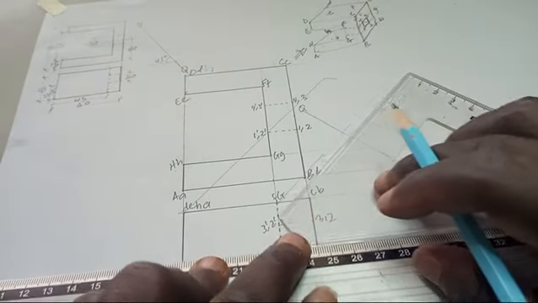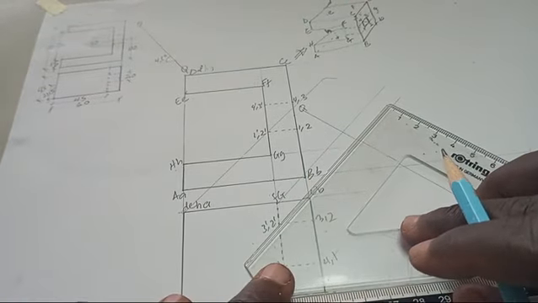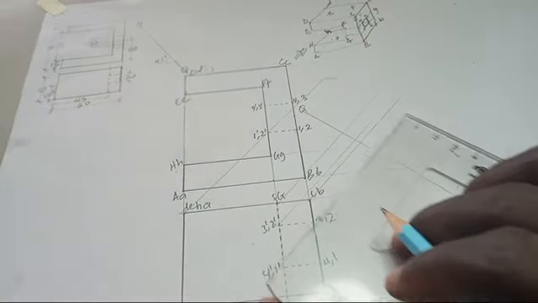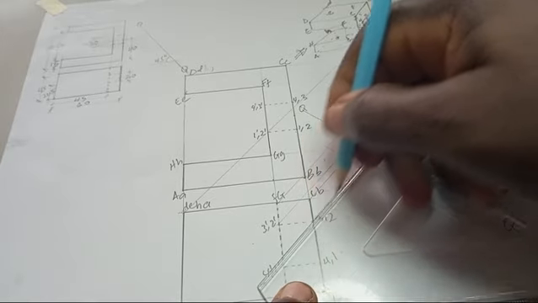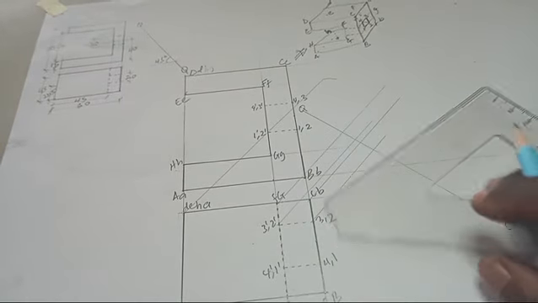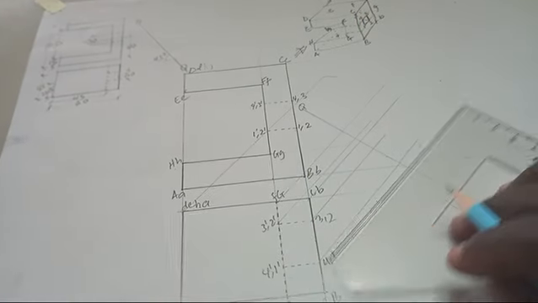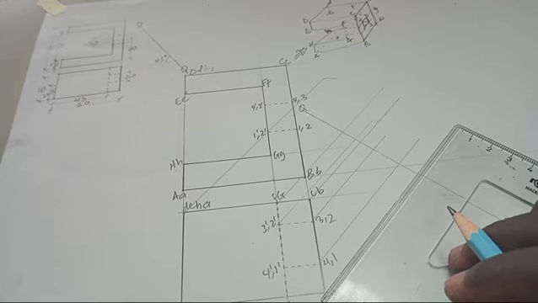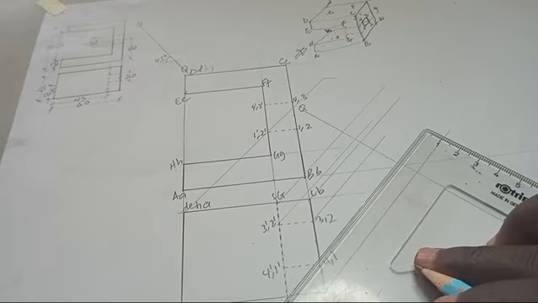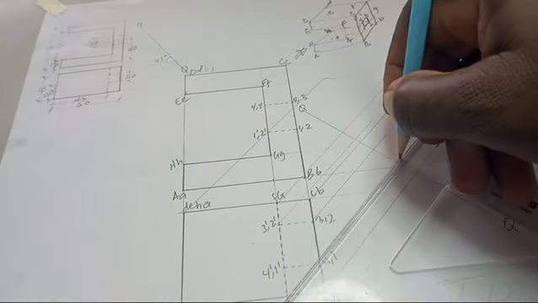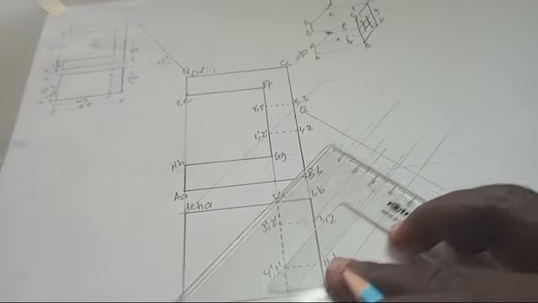My 45 degrees set square is not very big, so I have to extend the line after drawing. Once you are able to label properly, the first thing is to convert to isometric projection correctly, and you are able to label correctly, then you don't have a problem with this topic. It's very, very straightforward. And finally, this one.